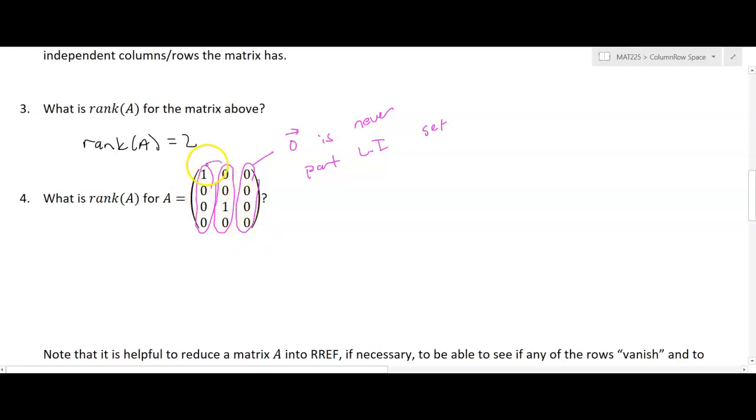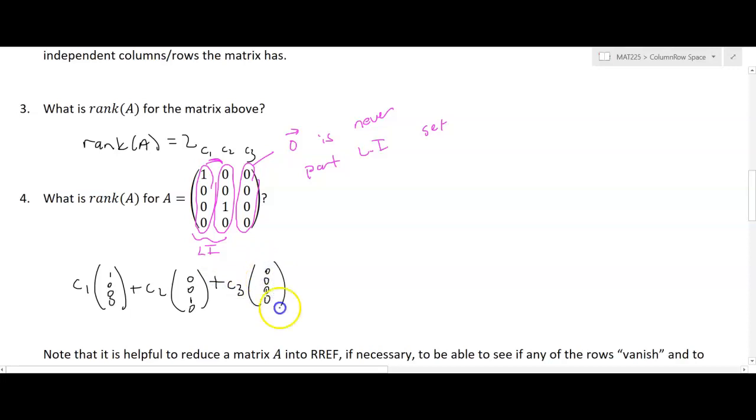So notice that these two, however, 1, 0, 0, 0, and 0, 0, 1, 0, are not multiples of one another. Therefore, these are both linearly independent within that matrix. So again, one thing you could do is just ask, is there a constant C1, C2, C3 that will give me the 0 vector? So C1 times 1, 0, 0, 0, plus C2 times 0, 0, 1, 0, plus C3 times 0, 0, 0, 0, that will give me the 0 vector.